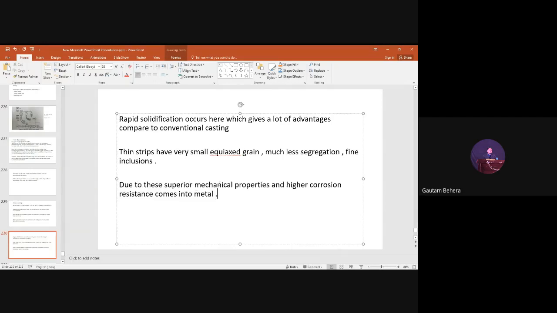Due to this, superior mechanical properties and high corrosion resistance come into this metal. So we have a strip of superior mechanical properties with high corrosion resistance. You can see these are very good advantages of the near net shape casting process.